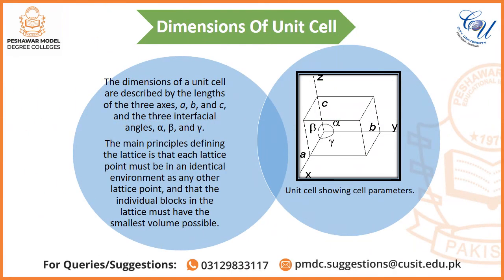Dimensions of the unit cell. The dimensions of a unit cell are described by the lengths of three axes A, B and C. This one is A, this one is B and this one is C. These are the lengths. The next are the three interfacial angles alpha, beta and gamma. This one is alpha, this one is beta and this one is gamma. These are the interfacial angles.